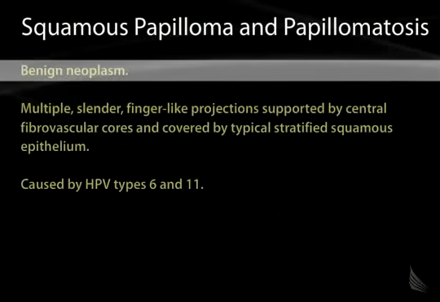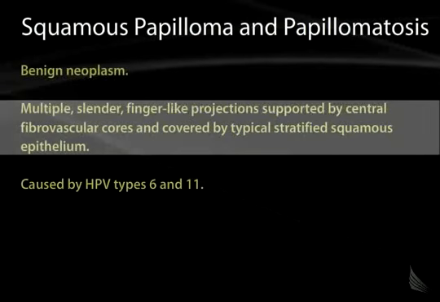Squamous papilloma and papillomatosis, these are benign neoplasms of the larynx. As the name papilloma implies, the picture here is similar to what one might expect when one sees papillomas elsewhere in the body. That is, you can have multiple slender finger-like projections with a central fibrovascular core surrounded by a typical stratified squamous epithelium. Here again, as elsewhere in the body, there is an association with the human papillomavirus.